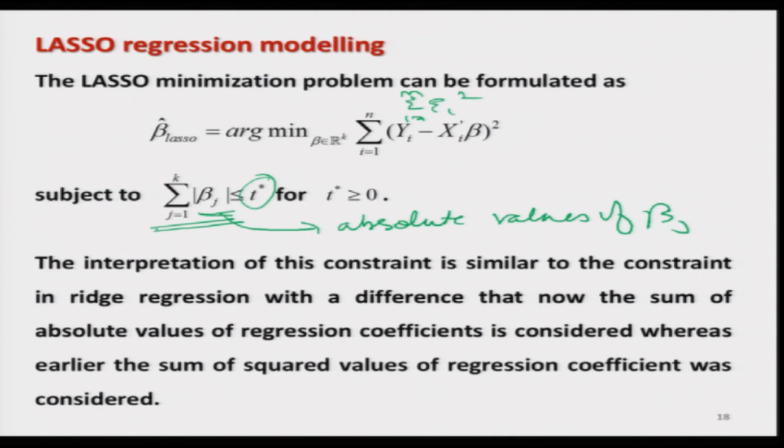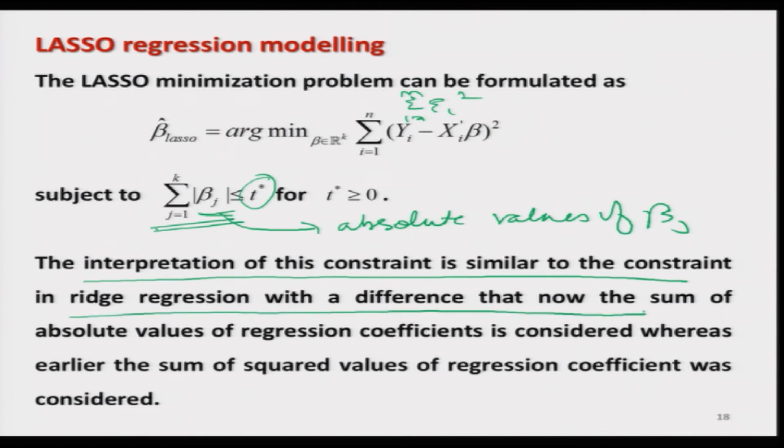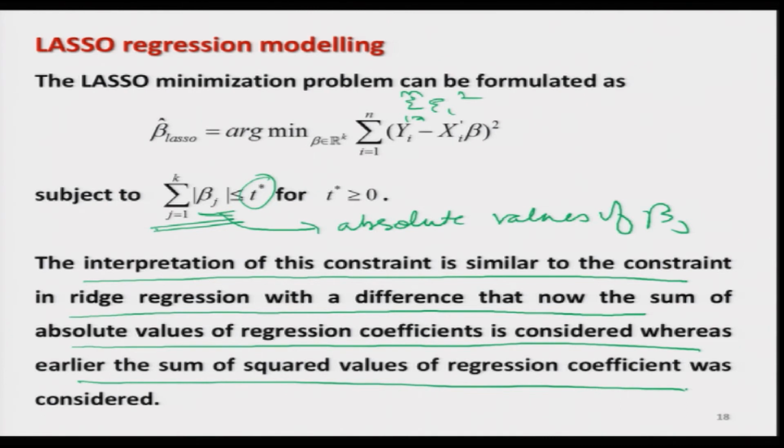Anyway, the interpretation of this constraint that summation of absolute beta j is less than t star is exactly the same as in the case of ridge regression. The only difference is that there we took the sum of squares and here we are taking the sum of absolute deviations, that is all. Now you have understood what happens if I take summation of beta j square to be less than, say, t star or greater than t star. I already explained that. Now you are simply saying that instead of summation beta j square, I will take the summation of the absolute value of beta j. So if you choose any value of t star, you will have a similar outcome.